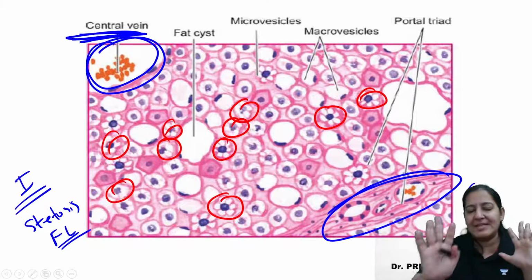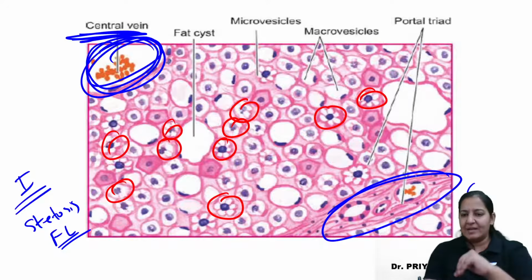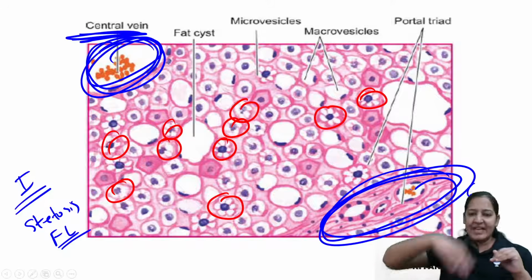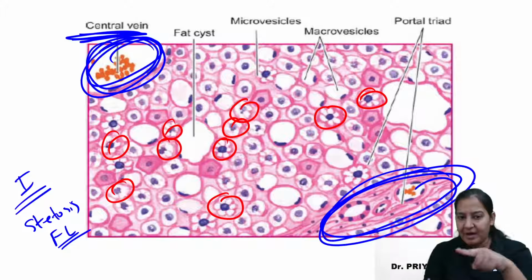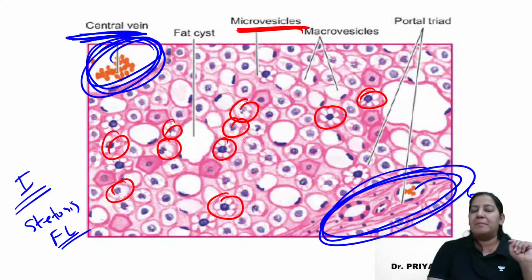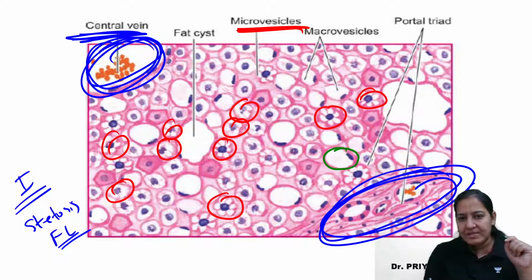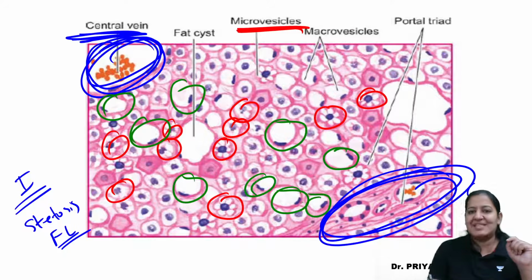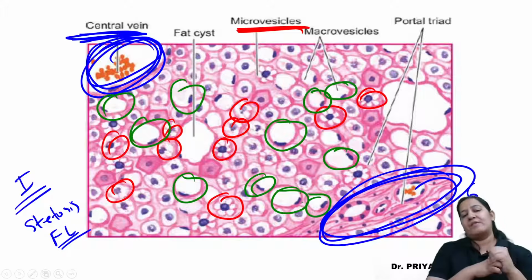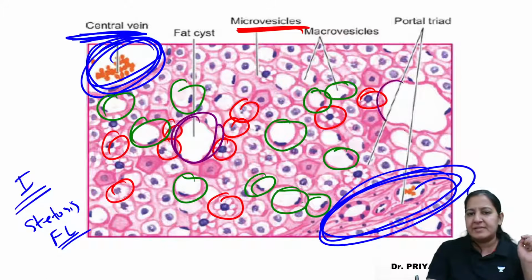Now you can see the 3 things here in this diagram. See at one end, this is the central vein. See at the other end, this is the portal triad. Connecting them is the row of hepatocytes. You can see inside the hepatocytes which I have drawn, the red color, all are microvesicles. See the shape, they are flower-like. Now I am using another color, the green color, to show you macrovesicles. How many can I see? I can see many. In all of them, the nucleus is shifted to the periphery. All these are macrovesicle. After that, I can see the fatty cyst. I can see 2 fatty cysts in this diagram.